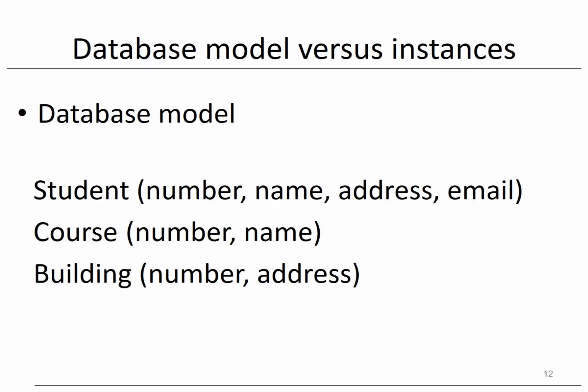Here you can see some examples of data definitions, which are an essential part of the database model stored in the catalog. We have three data items: student, course, and building. Each of these data items can be described in terms of its characteristics. A student is characterized by a number, name, address, and email. A course by a number and name, and a building by a number and address.